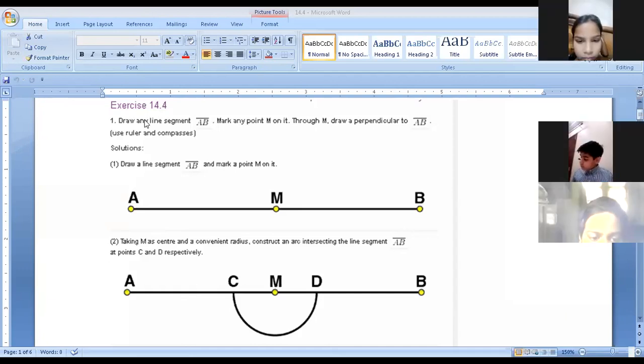Open your compass of any radius. Any radius you can open it and put your pointer, your needle on M point and draw a semicircle.